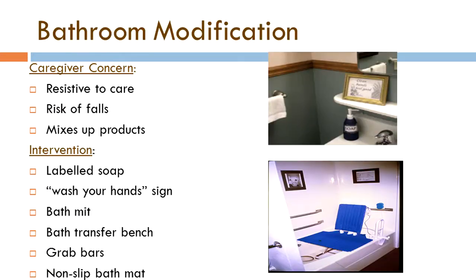Bathroom modifications, obviously labeling items, bathroom tub transfer bench, grab bars, non-slip bath mats, anything to kind of reduce falls risk. Another area in the bathroom that might be interesting for us to see is if your loved one's reporting that a stranger's been in the bathroom with them. That can often be when they're not recognizing their own image in the mirror. So what we might suggest is covering the mirror up or taking the mirror out so that they don't see that.